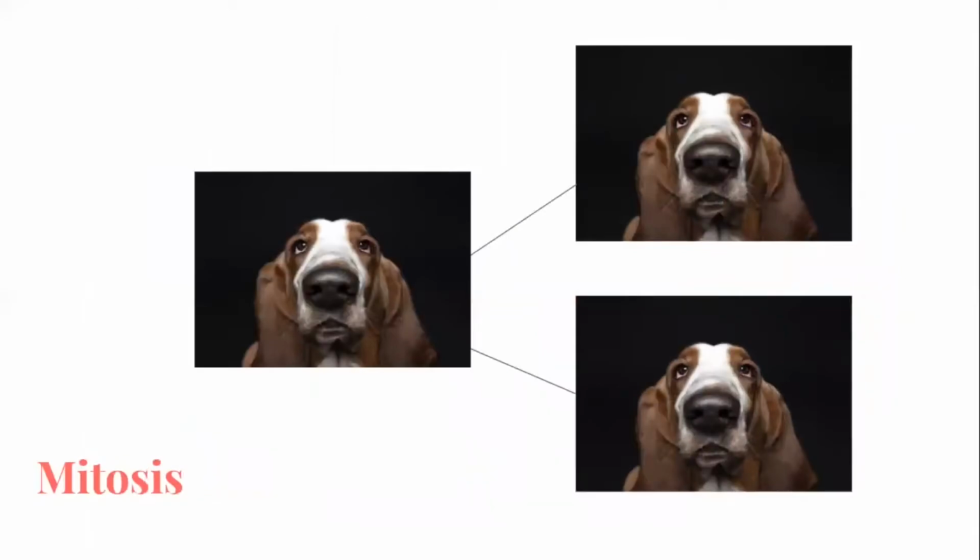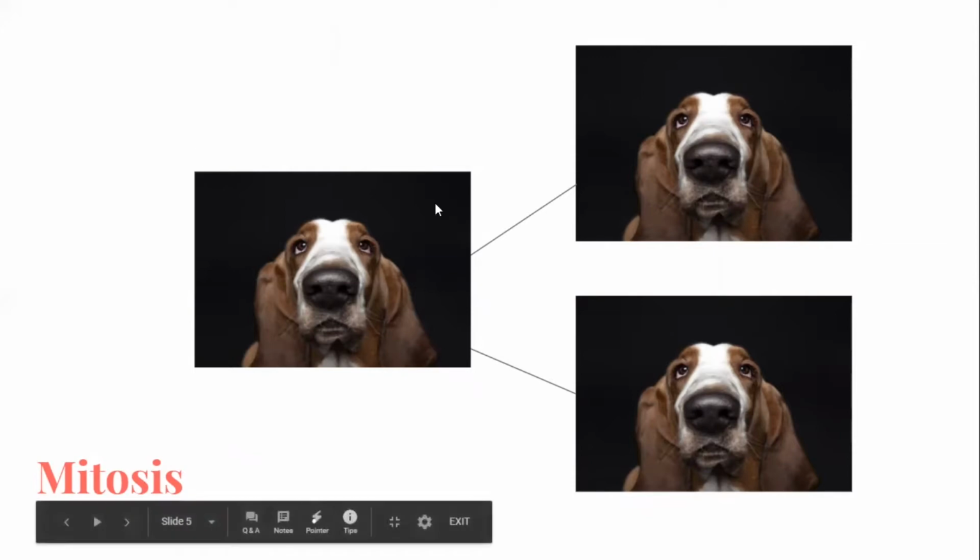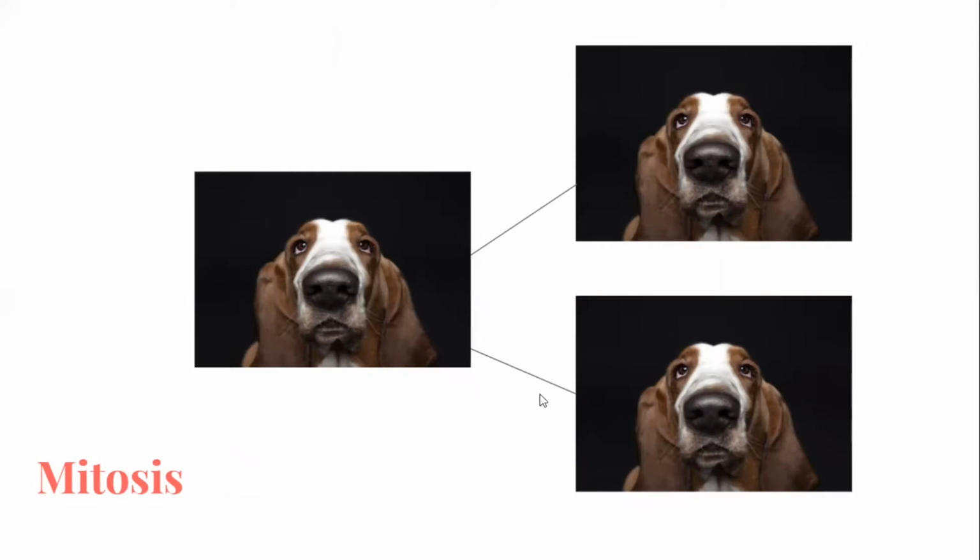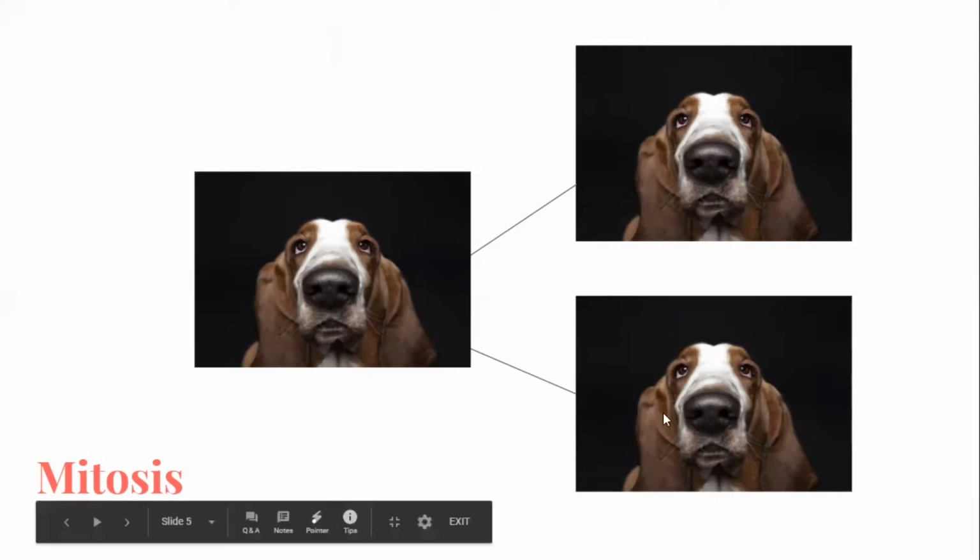And mitosis is the division of somatic cells into two genetically identical cells. So say that this image of this cute little doggy right here is a cell. That cell is going to divide into two genetically identical cells, so two clones of itself.